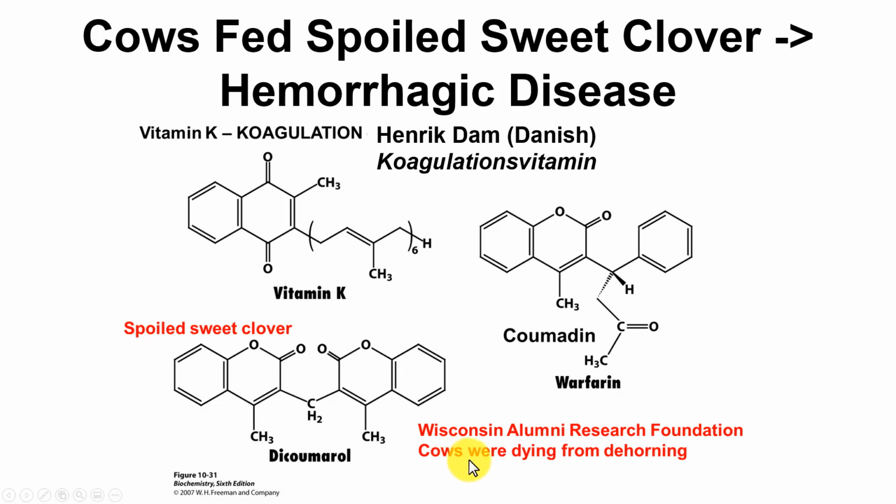people were working there on cows because in Wisconsin they raise a lot of cows, and they were dehorning their cows, and they were dying from the dehorning. So they worked this out and figured out what was in the spoiled clover that was causing it, and that resulted in the creation of this new drug called warfarin, which is a great rat poison, and it's also used to slow clotting in people. It's called warfarin based on Wisconsin, WARF. That's how it got its name.